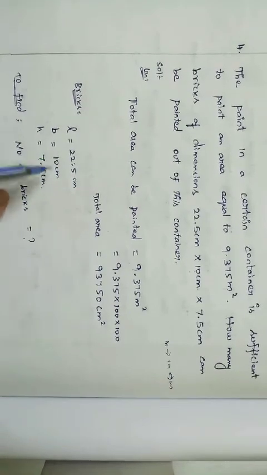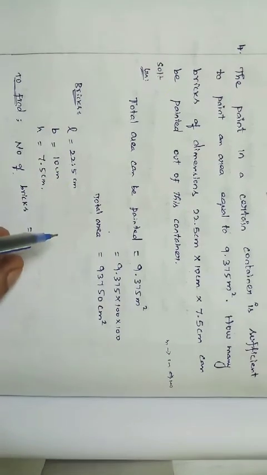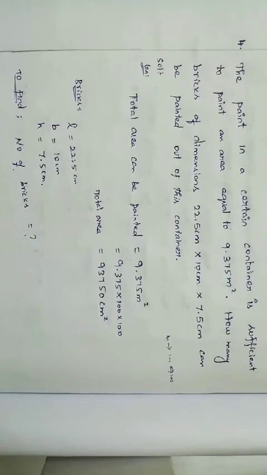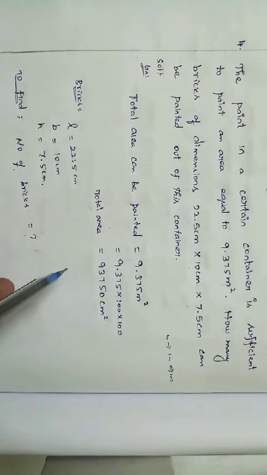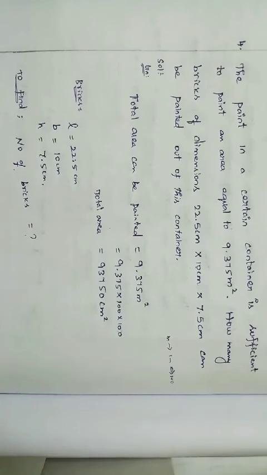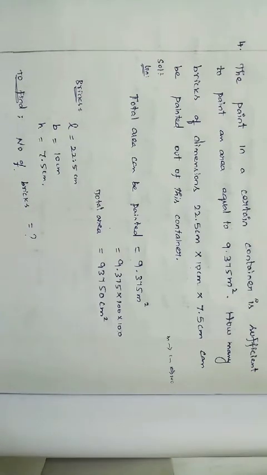The total surface area of a cuboid is 2 into LB plus BH plus HL. What is the formula? Number of bricks is equal to total area divided by each area. That's very important, just keep it in your mind. So first I am going to find the area of each brick, for which we have length, breadth, height. First we find that, after that we find the number of bricks.